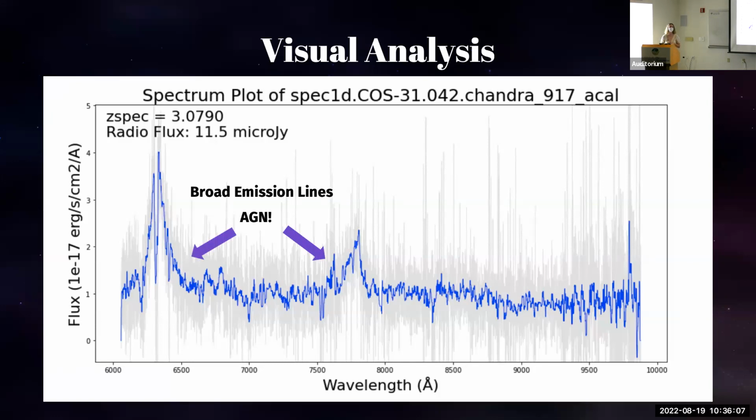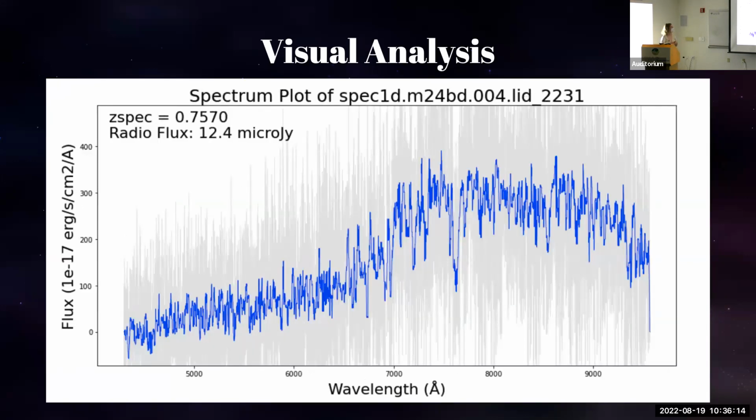So this is a galaxy that just from doing the smoothing process and looking at the plot, we can say with some confidence that there's most likely an AGN in this galaxy. This is another source where that was useful.